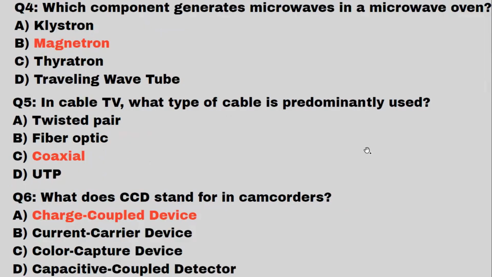Okay, right. Now we'll go to question number 4. Which component generates microwaves in a microwave oven? The magnetron. I told you the important part in your microwave oven is the magnetron. That is the costliest part and the important part. That generates the microwaves, for heating and all. So the magnetron is the component. Question number 5, in cable TV, what type of cable is predominantly used? That is coaxial cable. Question number 6, what does CCD stand for in a camcorder? Charge coupled device is the correct answer.